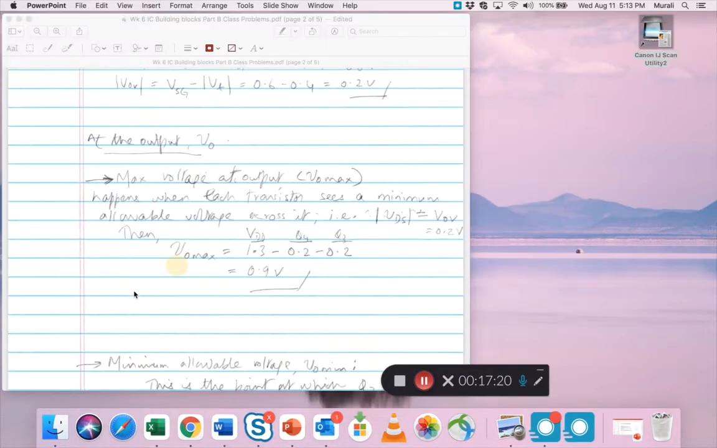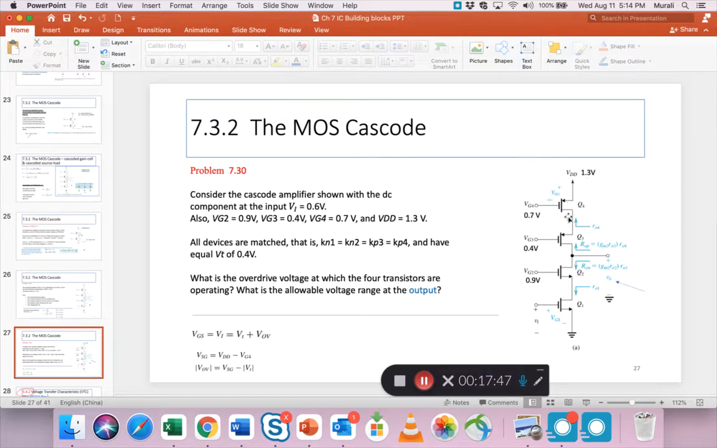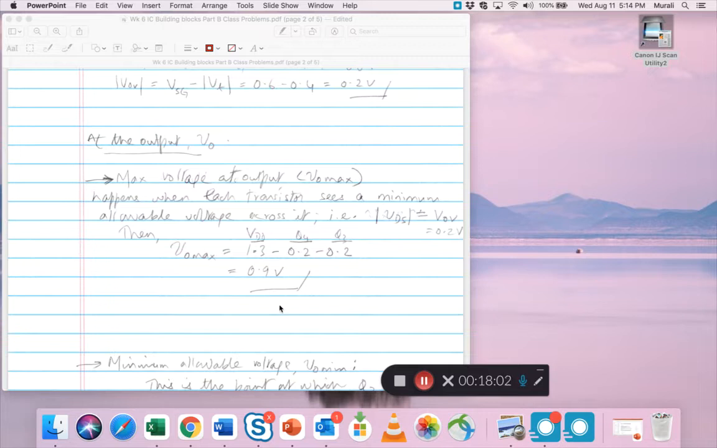So maximum voltage VO max happens when each transistor sees a minimum allowable voltage across it, that is the VDS should be equal to VOV, which is 0.2, right? This is exactly the condition that I just talked about in the previous example. So using that drop across each transistor and starting from the top, here we have 1.3, then the drop is VOV of 0.2, then what we get here is 1.3 minus 0.2 minus 0.2, which is what I do here to get 0.9.